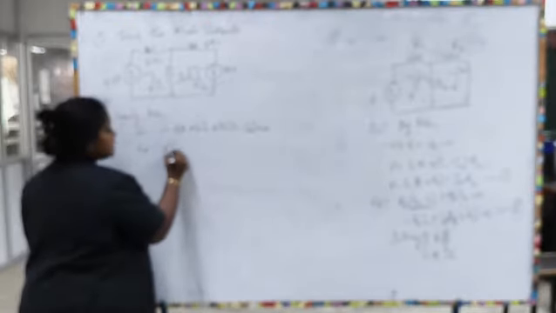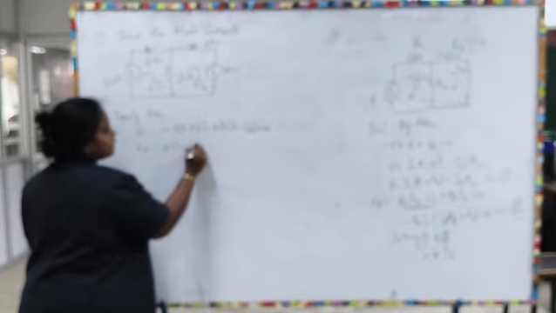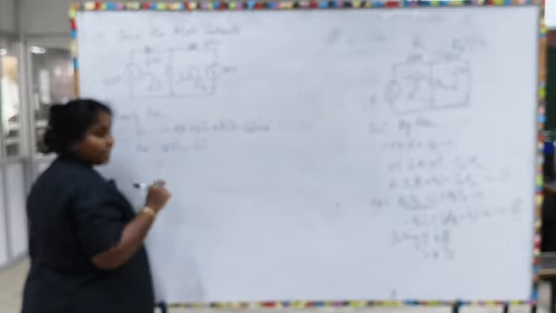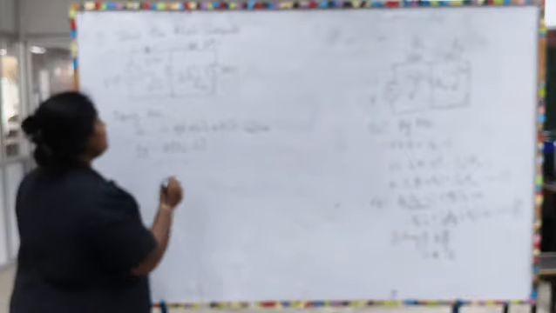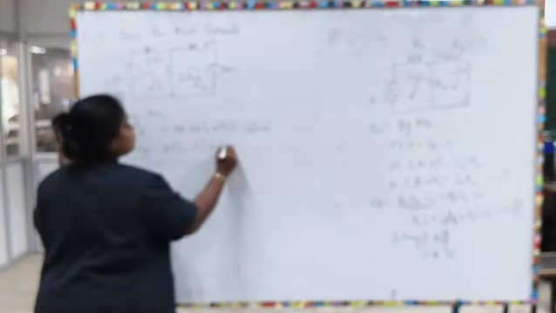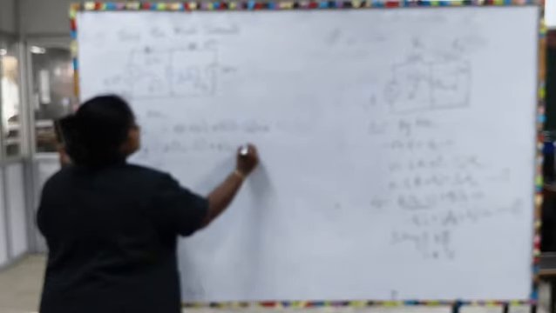And similarly for your loop 2, let us start with 3 ohms resistor. It is 3 into I2 minus I1. Since we are writing an equation for mesh 2, your current I2 is positive here, whereas the current I1 is negative, right. And next is plus 4 into I2 minus 10 is equal to 0, right.